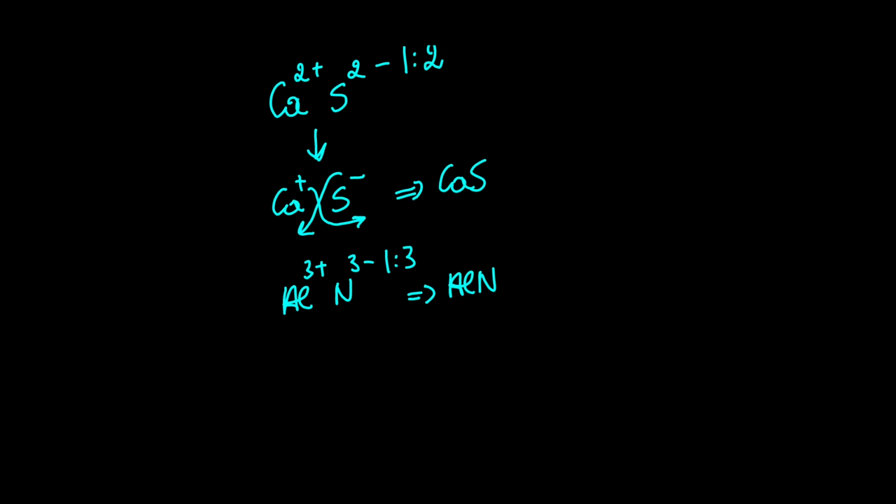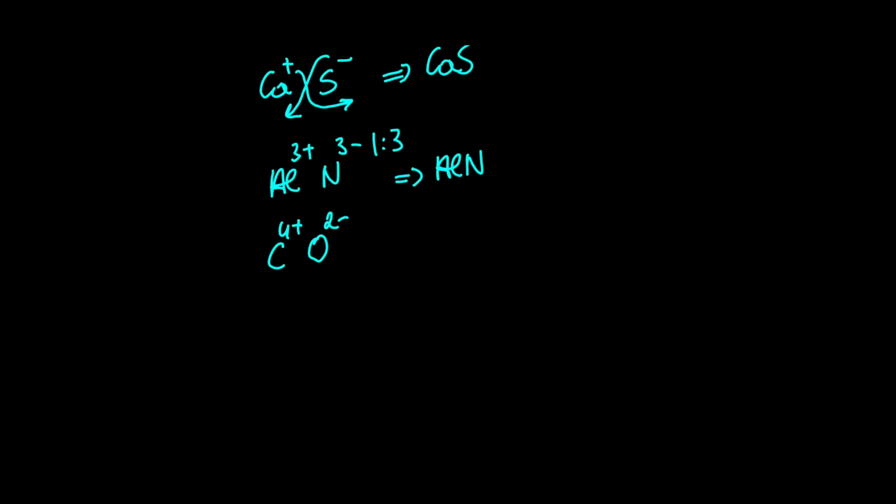Okay, let's do a few more of these. Let's say we have C 4 plus and O 2 minus. Now we can divide both of those numbers by 2 and get C 2 plus and O 1 minus. All that's left is to do crisscross and we get our formula, which is CO2.